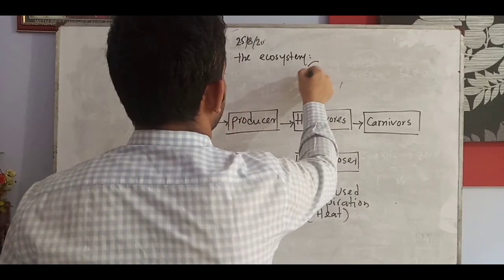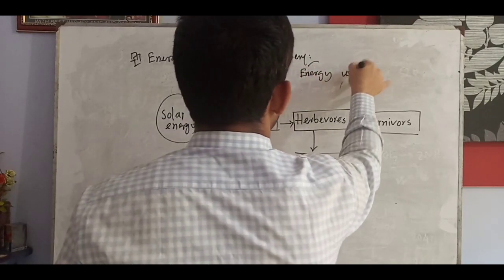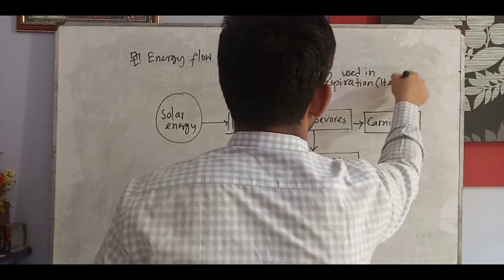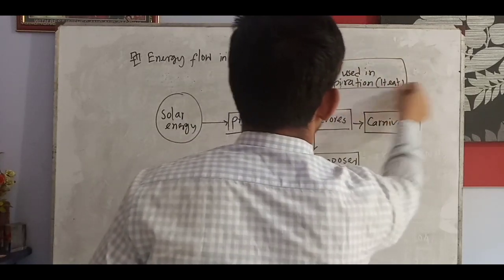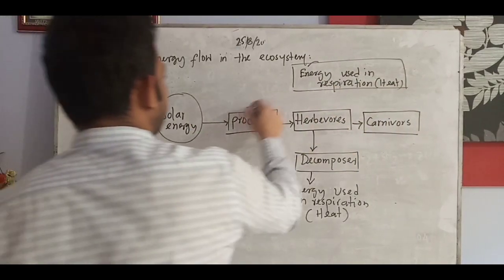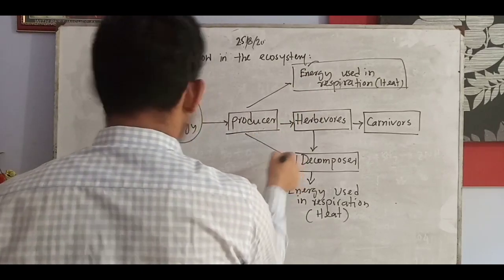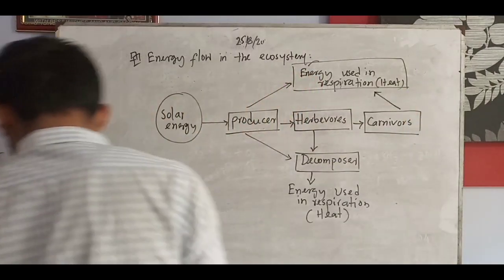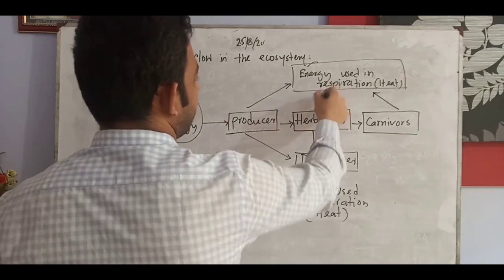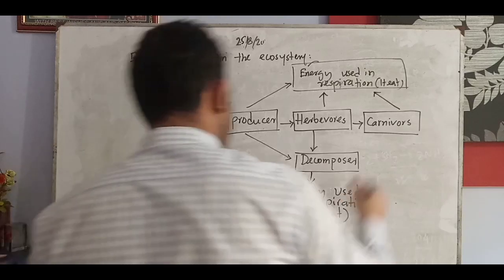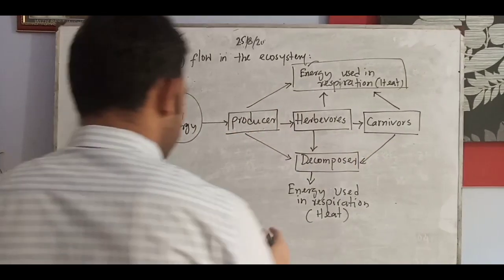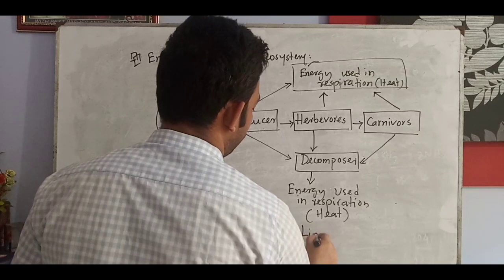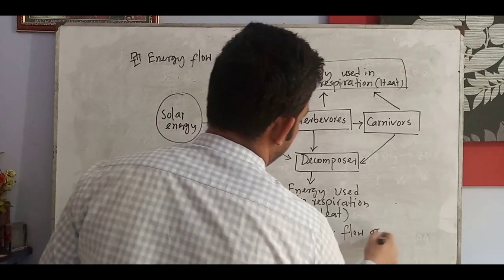Here also energy used in respiration. Here you can write the heat. Then look at this arrow sign. We ensure the arrow sign, and I will make you understand in which way it is going. There is no arrow sign here, but you can give it there also. Now the figure below: energy flow, linear flow of energy.